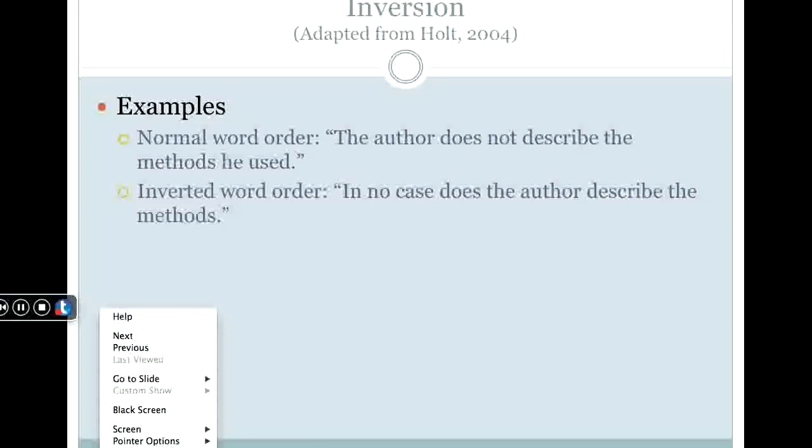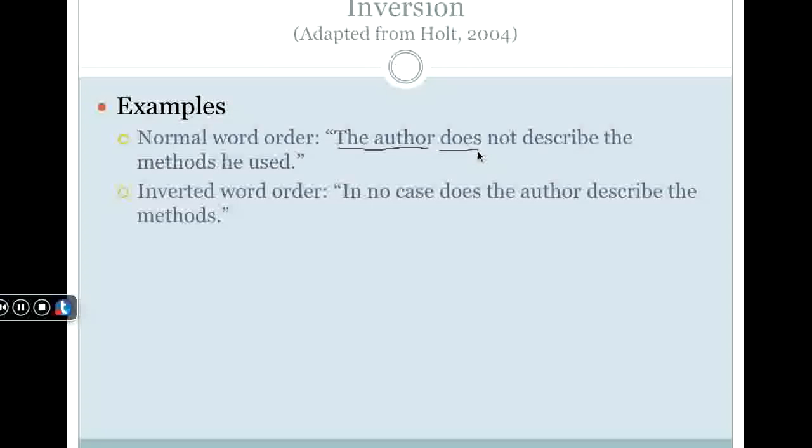So, let's see if I get my pointer out here. We have the author, which is the subject of the sentence here, and then we have does, which is the verb. And the verb is actually made negative here by including not right after it. If you look at the inverted sentence, we have the verb, does, the same verb, and then the subject, which is the author. So this is, in no case does the author describe the methods.